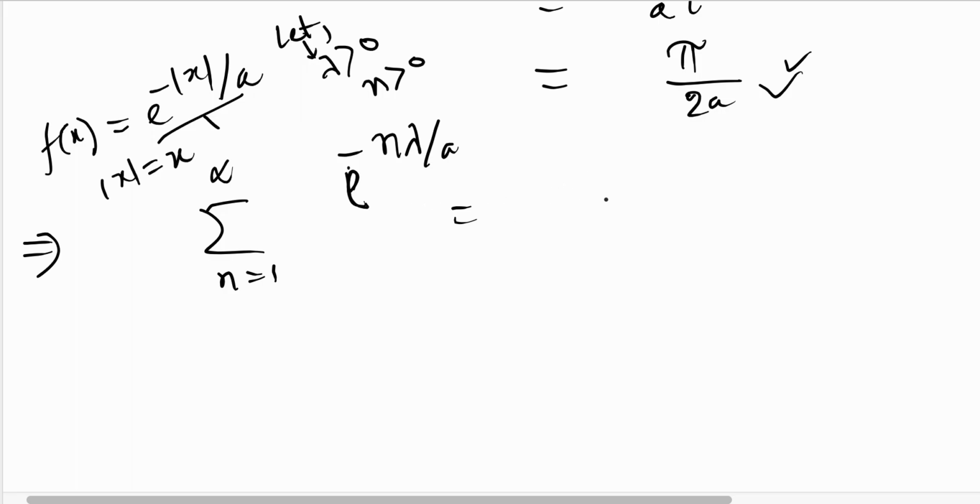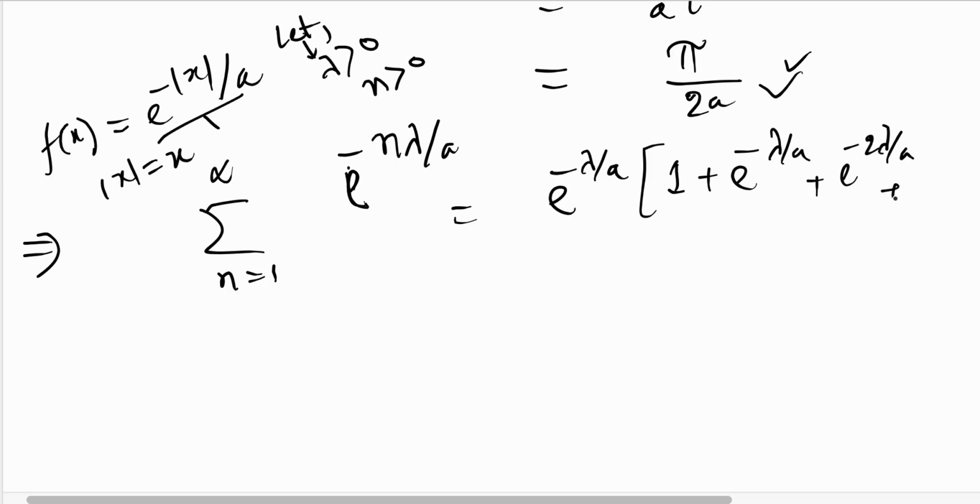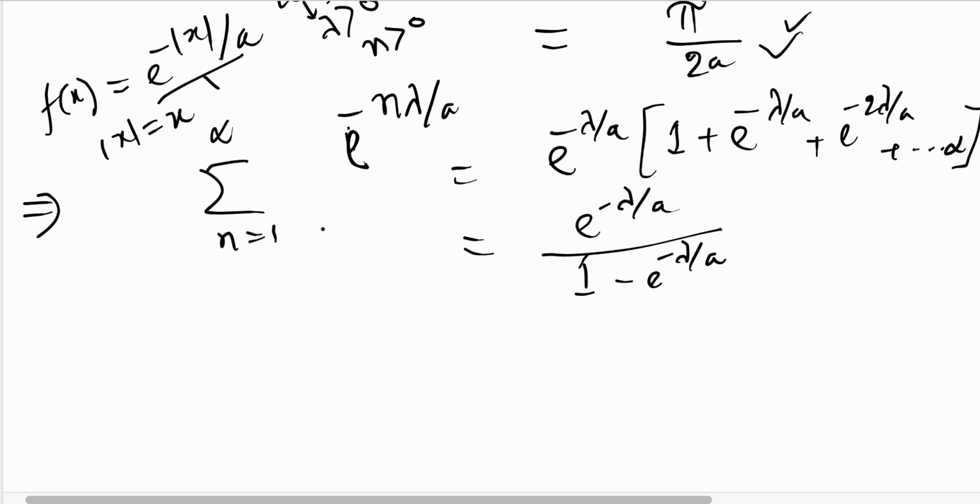So this sum actually is easy. So this is basically this sum. If I take lambda by a, I am left with 1 plus e to the power minus lambda by a plus e to the power minus 2 lambda by a plus dot dot dot up to infinity. So we know that this is nothing but 1 over 1 minus e to the power minus lambda by a. Okay, so you can write it here as well in terms of that also.